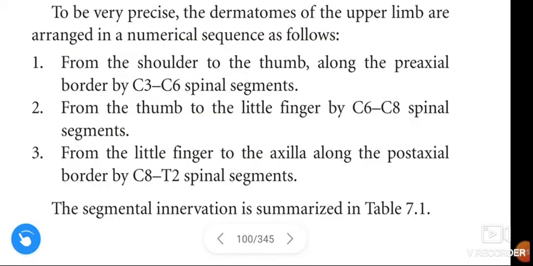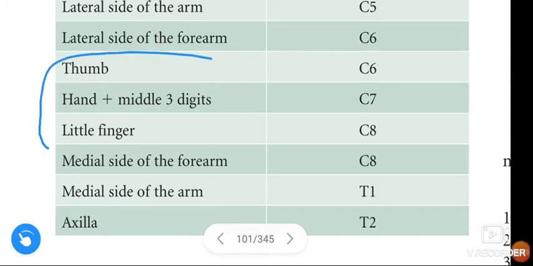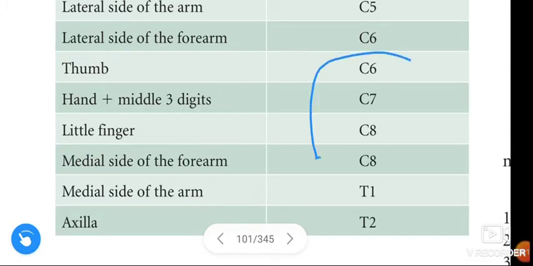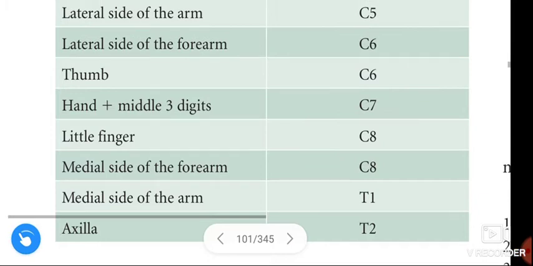See the second point. From the thumb to the little finger by C6 to C8 spinal segments. Thumb C6, hand, the middle three digits C7, little finger C8. So thumb to little finger is C6 to C8.